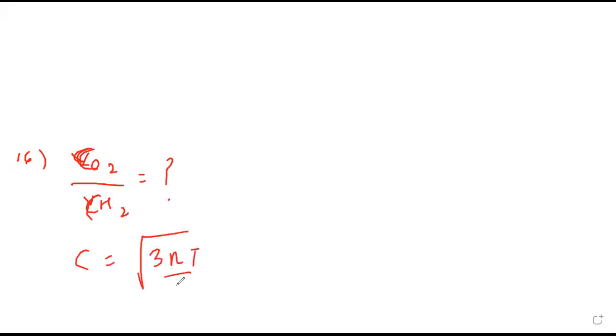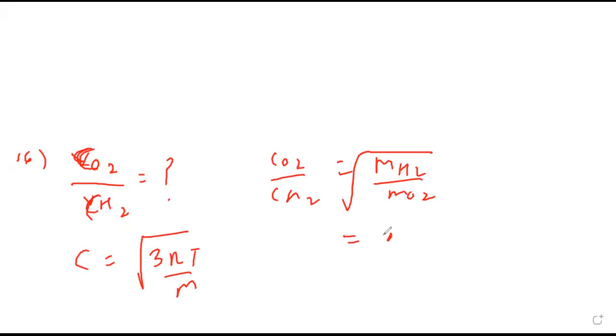At a given temperature, velocity of oxygen and hydrogen are in what ratio? Velocity for gas I am writing C. So we know that C is root of 3RT upon molecular weight. C of oxygen upon C of hydrogen is root of molecular weight of hydrogen upon molecular weight of oxygen. Molecular weight of hydrogen 2, oxygen 32, 16. That means it is 1 by 4. 1:4, option B.